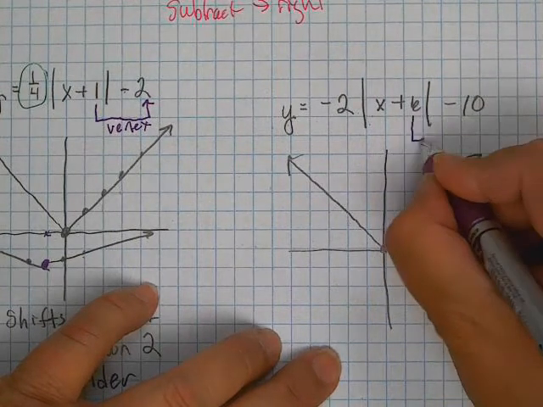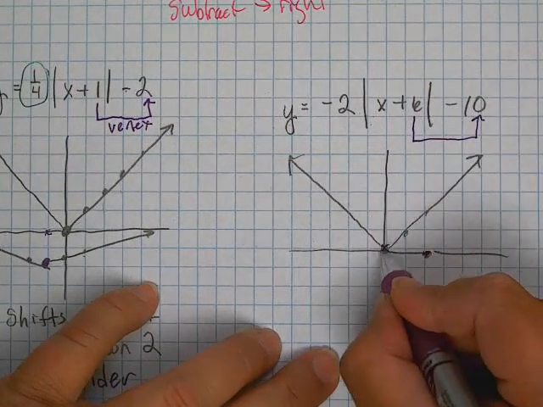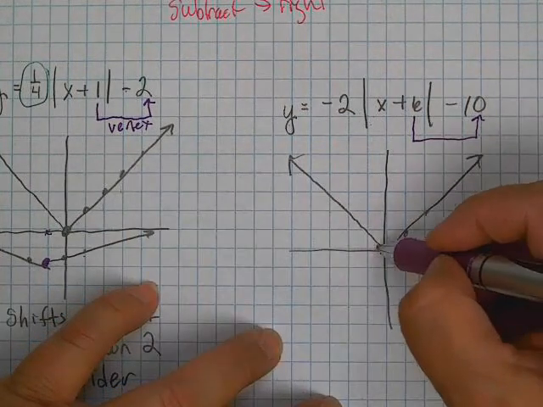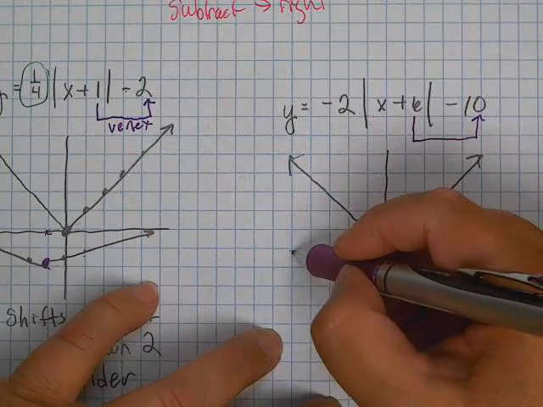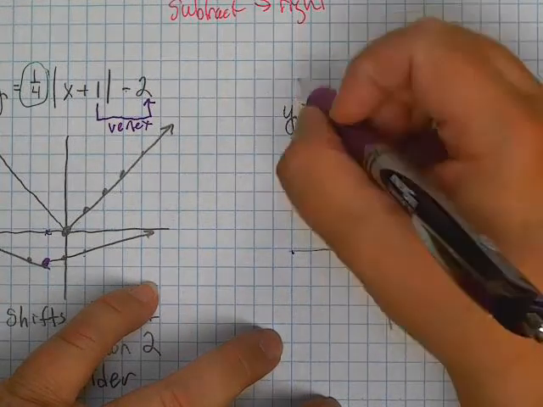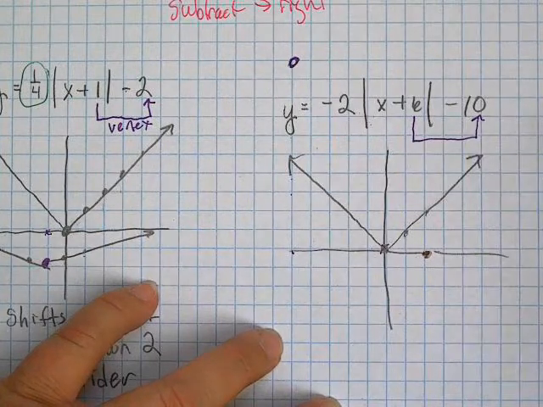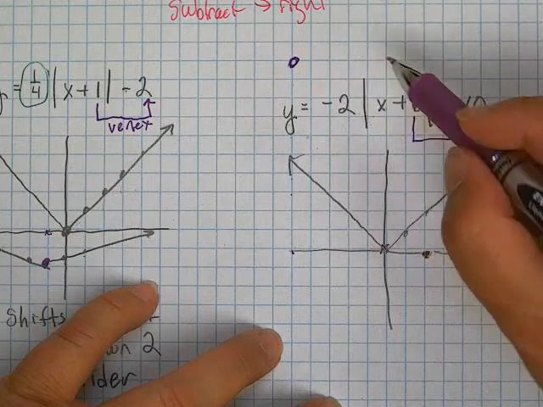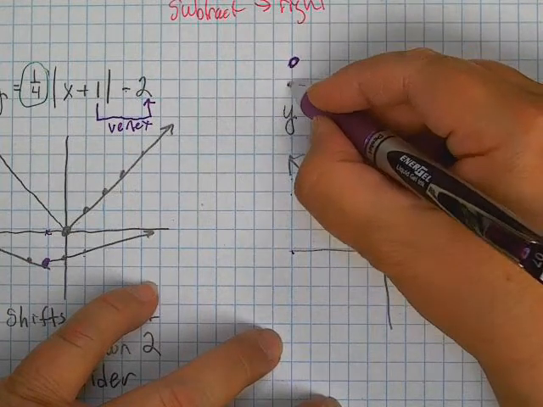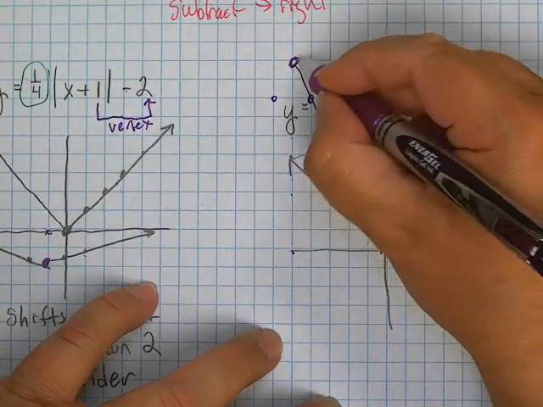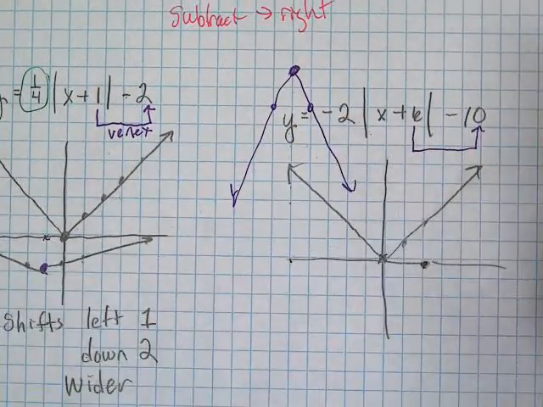These two values are going to tell me where my vertex is, not at 0, 0 anymore. My vertex is 6 to the left and 10 up. But now, instead of having a slope of 1, the slope is going to be 2. And because this is negative, it's actually going to be down 2 over 1. You see how this is thinner or more narrow than the parent function.